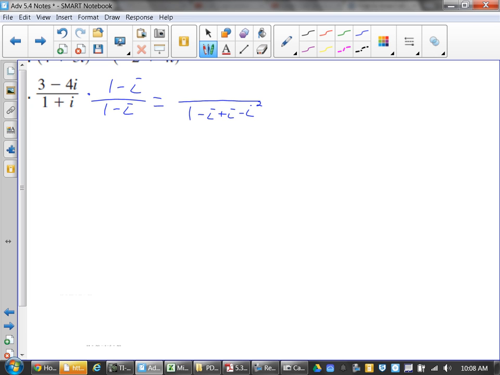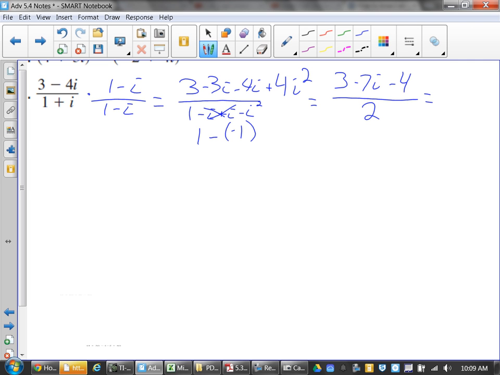In your numerator, you get 3 minus 3i minus 4i plus 4i squared, I believe? Yeah. Simplify your denominator. You get 1 minus a negative 1, which is 2. In the numerator, I have 3 minus 7i minus 4, so that's negative 1 minus 7i all over 2.